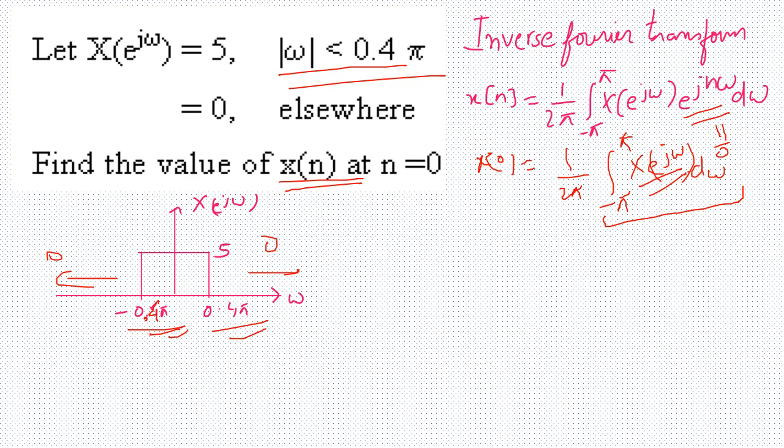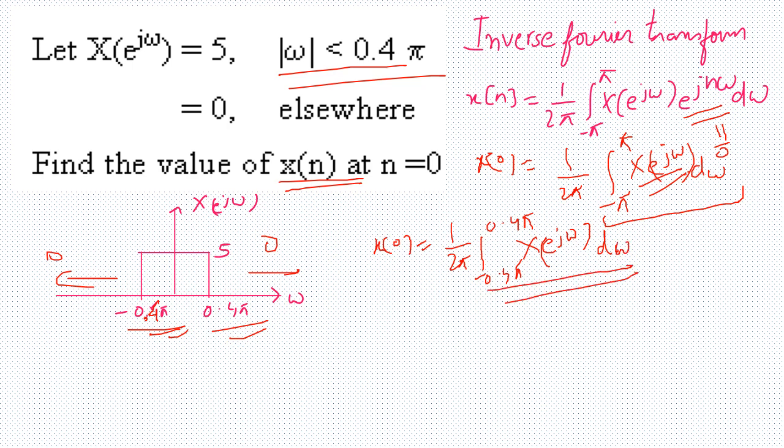This is the area under the curve, but you know that it exists only from minus 0.4π to 0.4π. So what you can do is write it like this: 1 by 2π, integral from minus 0.4π to 0.4π of X(e^{jω}) dω. Now this is the area under the curve from minus 0.4π to plus 0.4π, that can easily be reduced from here.